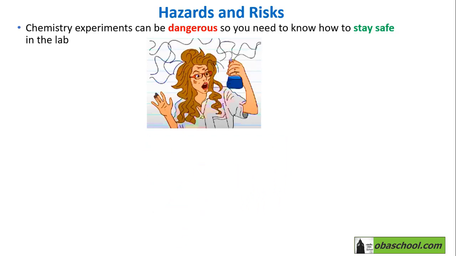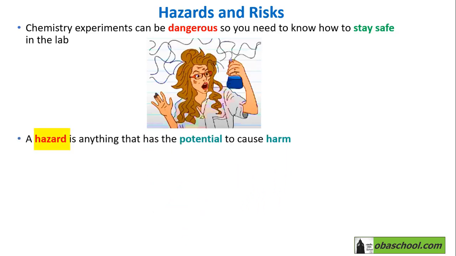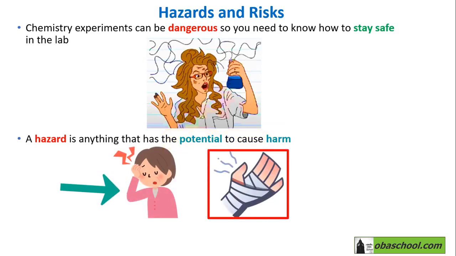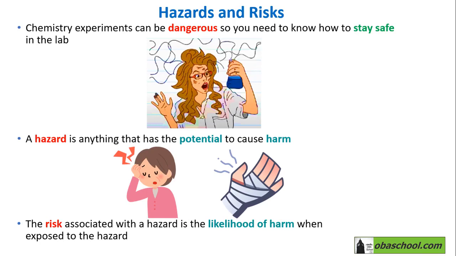We have to think about the hazards that are involved with this reaction. Hazards are the things that have the potential to cause harm, where harm could be a headache or dizziness or a cut or something worse. Along with identifying hazards, we can think about the associated risk. The risk associated with the hazard is the likelihood of harm.